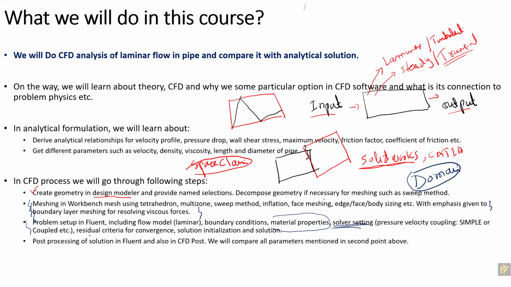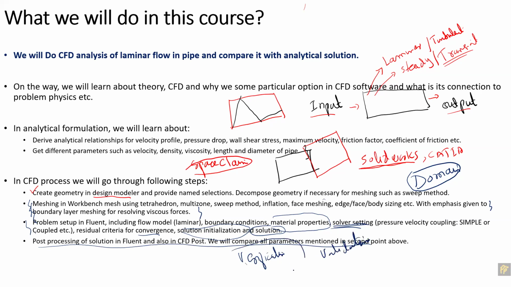Okay. And how you can judge the convergence, how you are going to initialize the solution, and why you initialize the solution this way, and then finally you have to run the simulation, and then post process the results, and then you have to validate your results. So there are two aspects of your results. One is verification, and second is validation.